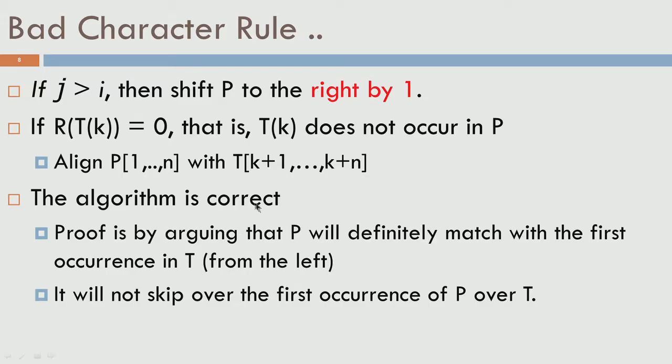It is easy to check that the algorithm is correct by checking that these 3 cases will ensure that P will definitely match with the first occurrence in T from the left. In other words, it will not skip over the first occurrence of P in T. The first occurrence is checked from the left hand side. So, therefore, the bad character rule is indeed a correct algorithm, and therefore, what we have is a string matching algorithm already.